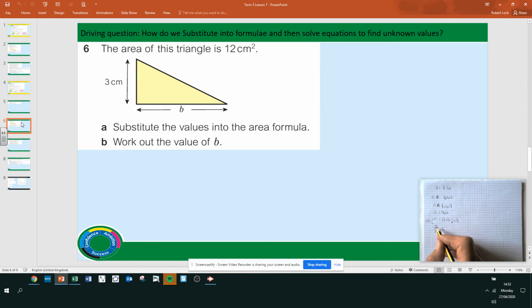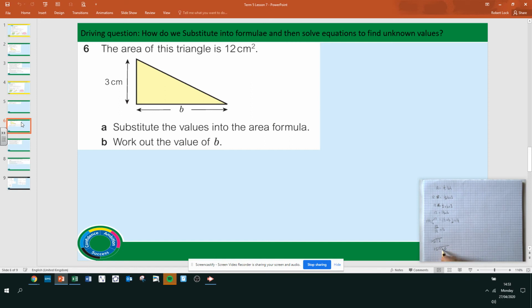Now, how many 1.5s in 12? 12 divided by 1.5. As a decimal there, I don't really like decimals at all. So to get rid of the decimal, I'll times it by 10. I end up with 15. And I times this 12 by 10, I get 120.